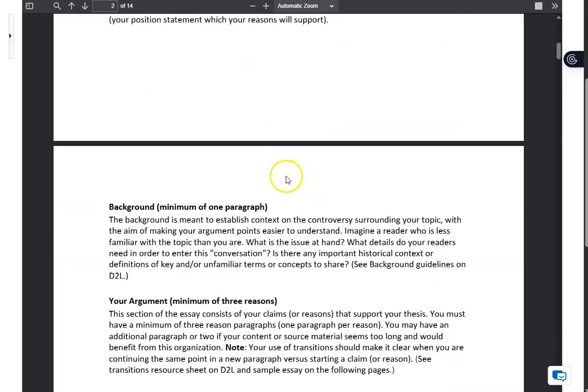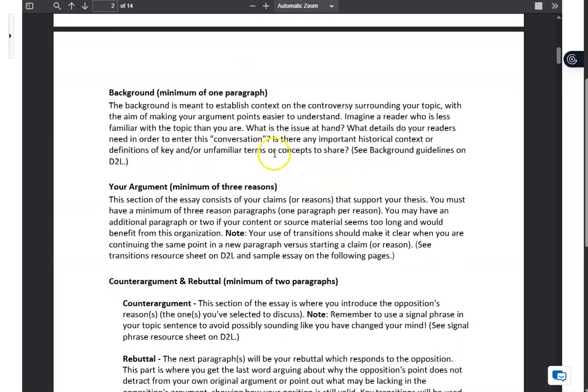Now, after that, we're going to have our background section. This is not going to be the same background section as you saw in Unit 2, so do not copy and paste that. The background section in Unit 3 is going to establish the controversy or context of your argument. It's got nothing to do with the source material, okay?